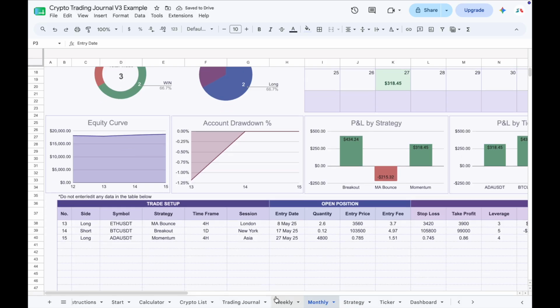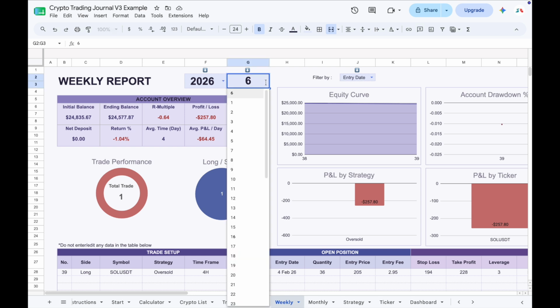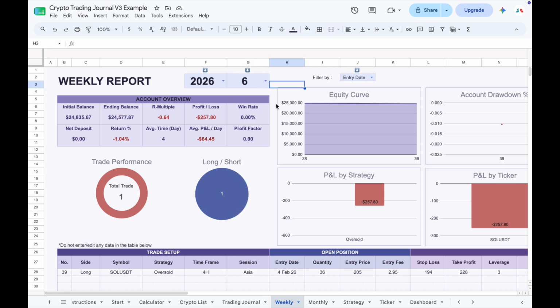If you prefer reviewing your performance week by week, the weekly report works the same way. Just select the week number, and the journal generates a complete summary for that trading week.